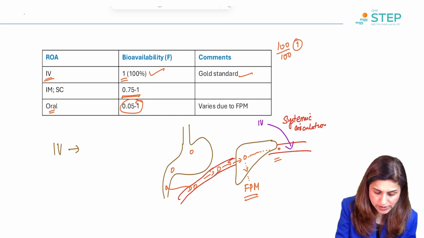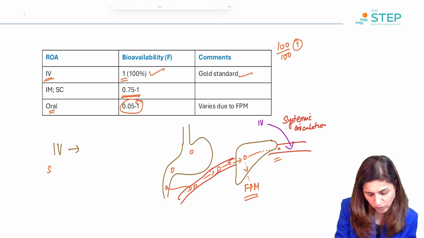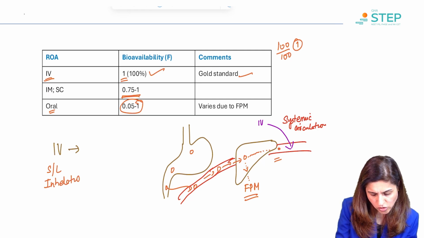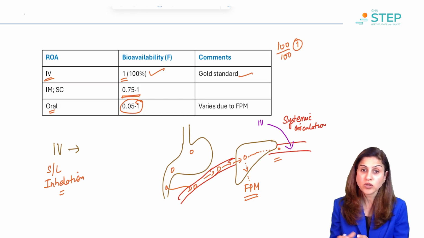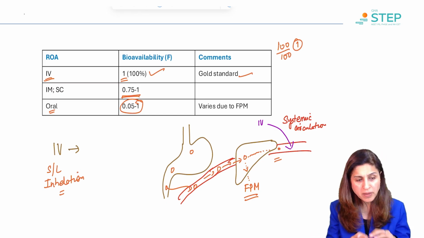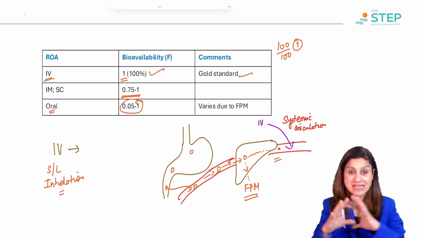Then there are other routes like sublingual and inhalational. All of them are rapidly absorbed and enter into the systemic circulation. They don't undergo first pass metabolism. But still, however, it is not exactly 1.